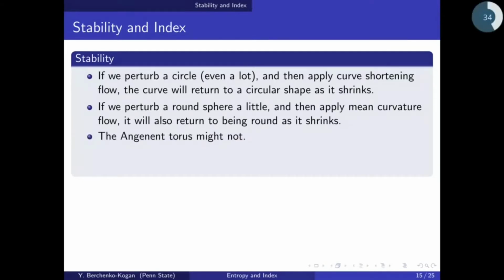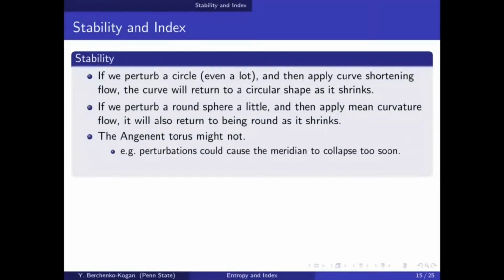So that doesn't happen with the Angenent torus, and in fact our intuition for the Angenent torus, for why it exists, explains why. The Angenent torus is, in some sense, just the right shape so that its meridian circles and longitude circles collapse at the exact same rate, causing it to shrink by dilations. If we perturb it, then generally speaking, either the meridian will collapse first or the longitude will collapse first. They won't collapse at the same rate, and so we'll no longer get an Angenent torus singularity.